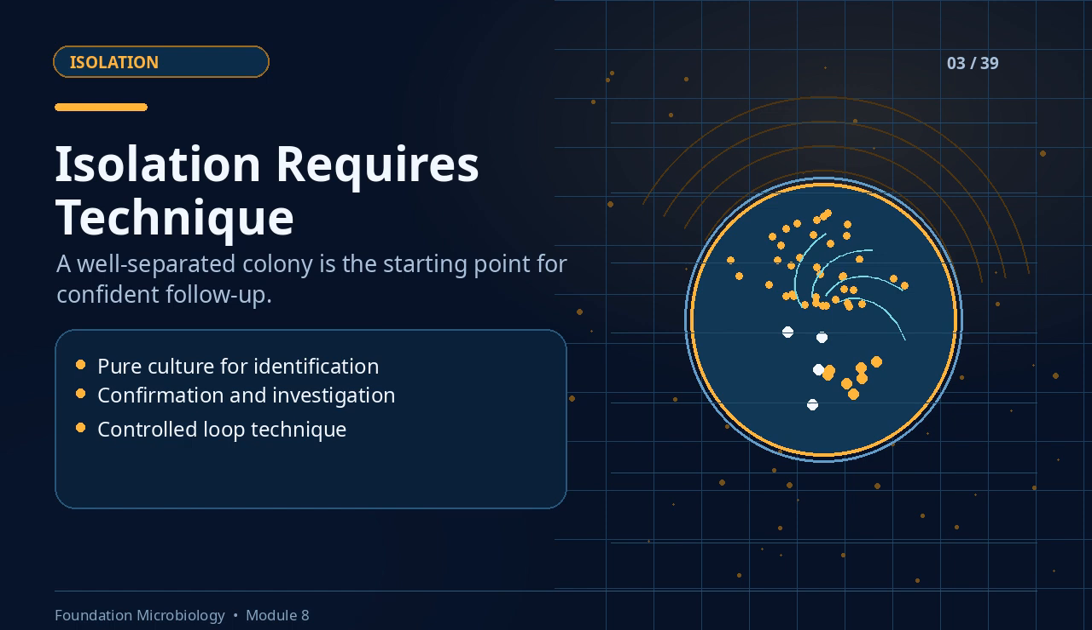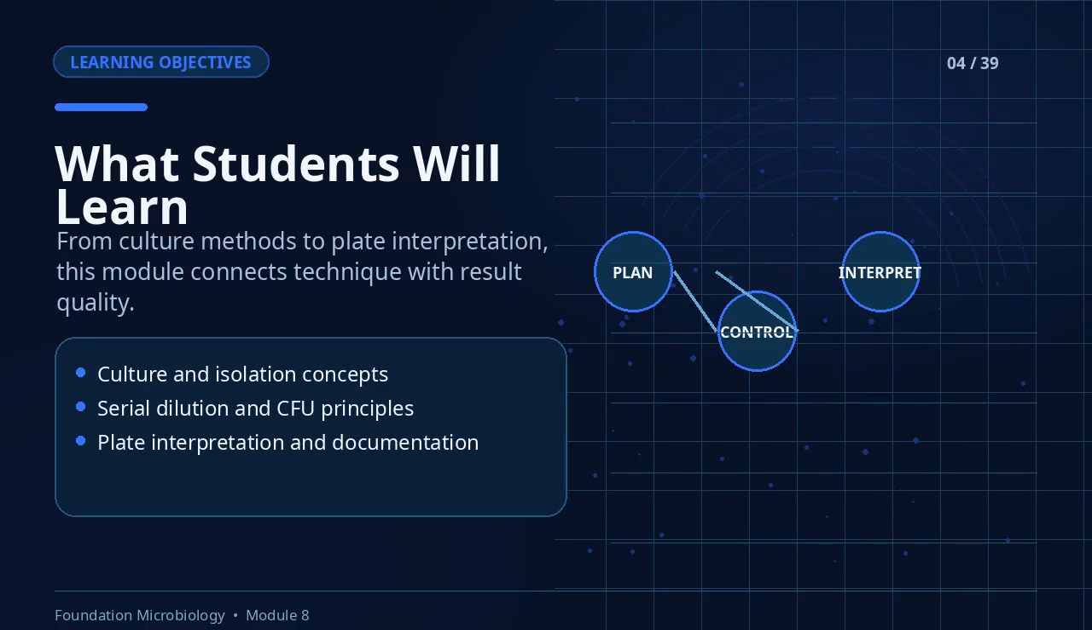Isolation requires deliberate technique because a well-separated colony can become the starting point for identification, confirmation, or investigation. The goal is to obtain a pure culture that can be studied with confidence. By the end of this module, learners should understand the basic concepts of culture methods, isolation, enumeration, and plate interpretation. They should also be able to explain how technique, incubation, and record-keeping affect the credibility of microbiological results.